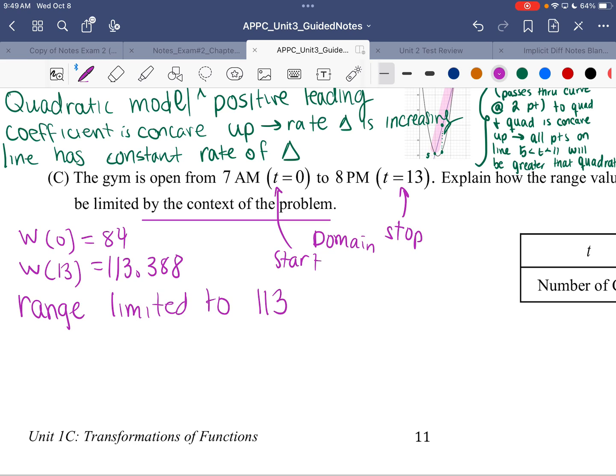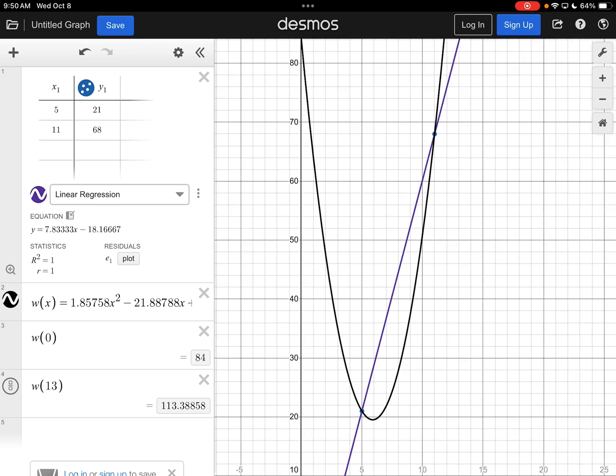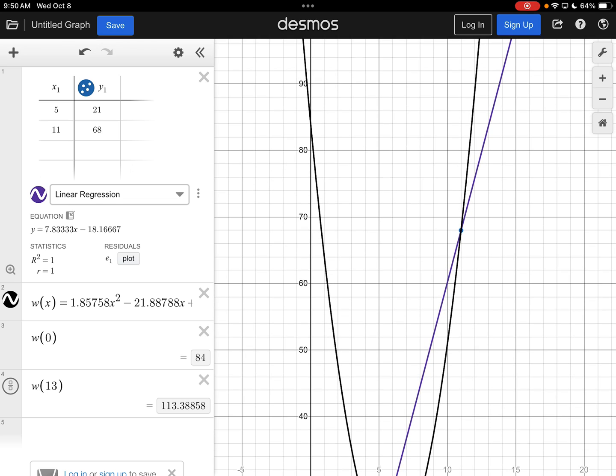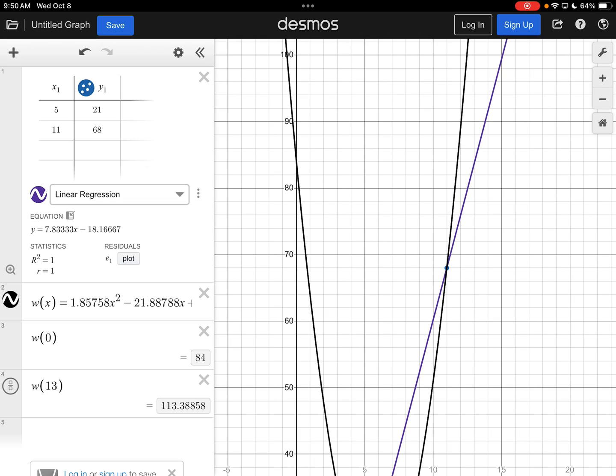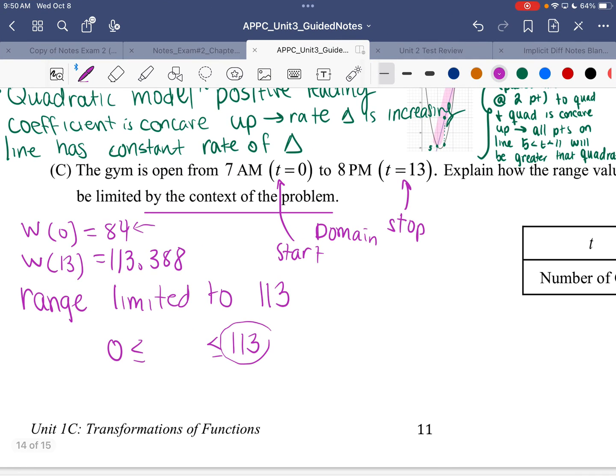So the context of the question is 84 is less, so it's limited to 100. So it's between 0 and 113, I think. Although, should we look at the maximum? Let's look at our max. Oh, it's a quadratic. So are we going to have a maximum? No, it's going to keep going forever and ever. So we had to stop it. This is the max. It's quadratic, and it would have had 84 right here.